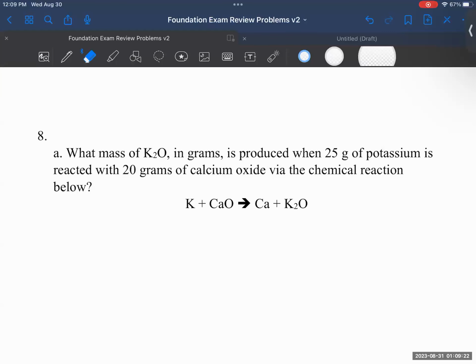All right, now let's restart this. All right, 8A. What mass of K2O? How do we name K2O again? From our nomenclature practice. Potassium oxide. That is it. K2O in grams is produced when 25 grams potassium is reacted with 20 grams of calcium oxide via the chemical reaction below. All right. What do we think is step number 1?